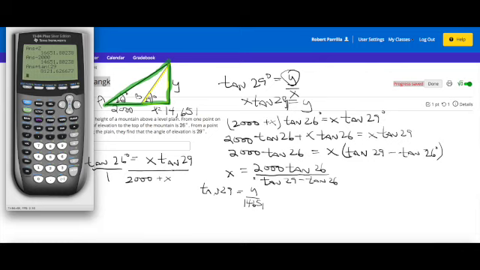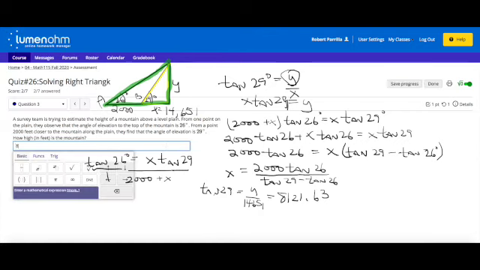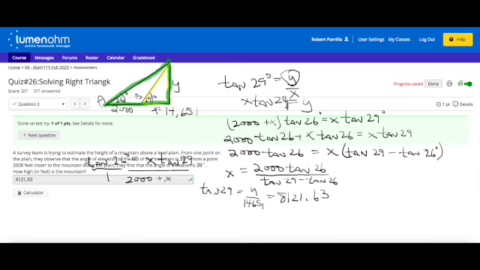Okay, so it looks like y would be about 8,121.63 if I'm going to round off. And that may be all I need. That might be it. Let's see what happens. I'm going to put it in. 8,121.63 feet. That seemed reasonable. Let's see. Hey, we got that right.